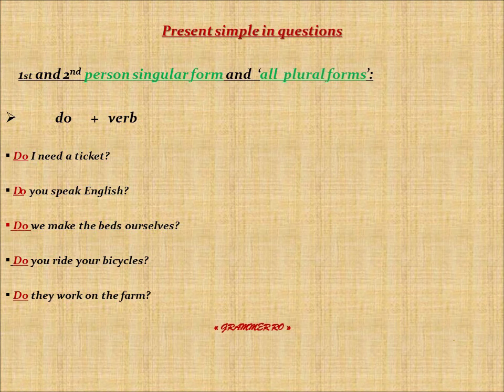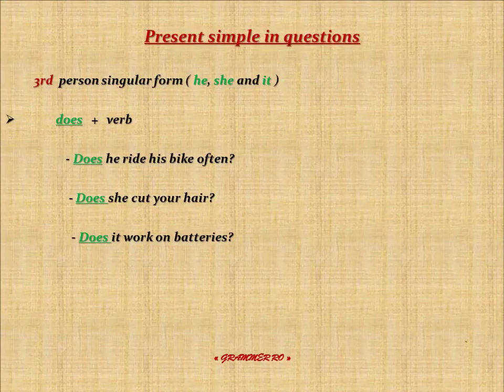But for the third person singular form, he, she, and it, we put the auxiliary verb does, with s at the end, plus the verb. For example, does he ride his bike often? Does she cut your hair? Does it work on batteries?